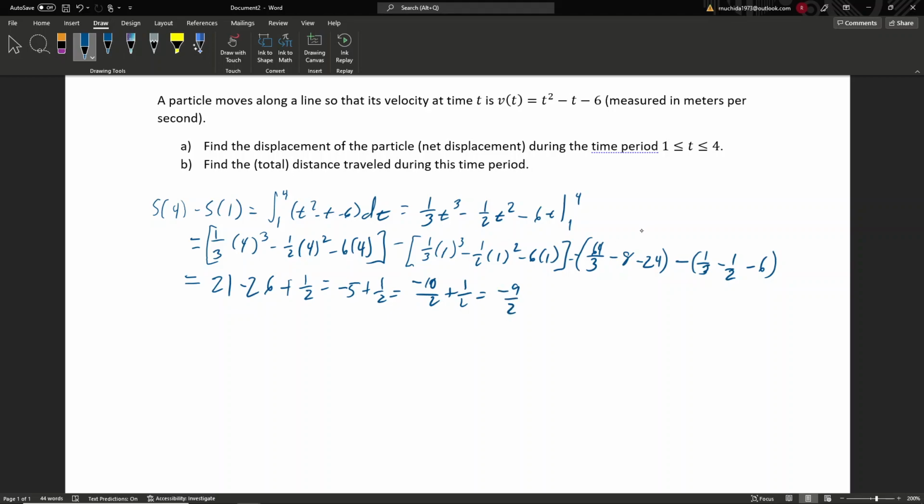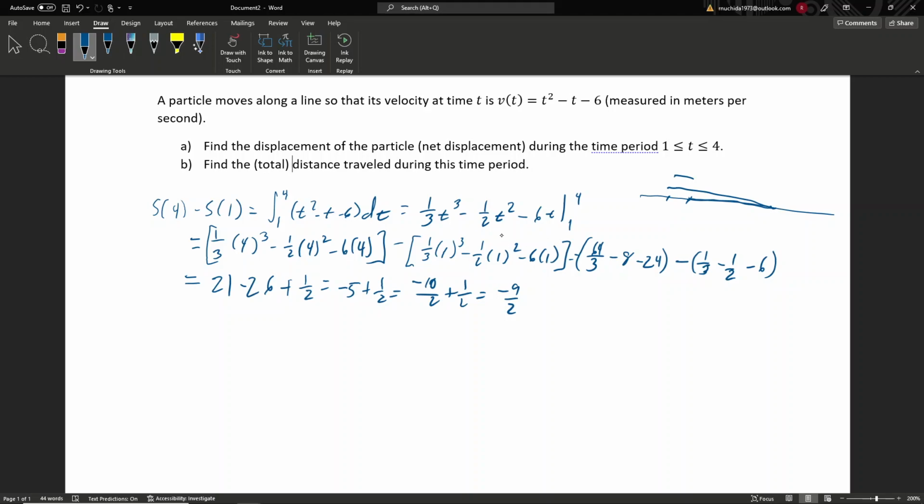So this means from the 1st second to the 4th second, it's gone back negative 9.5 units. But like I said, if this is the line that it's traveling on, after 1 second it could have gone so much that way and then back, or it could have just gone back. So that's what we're saying by the displacement. All we care about is where it ends minus where it started.